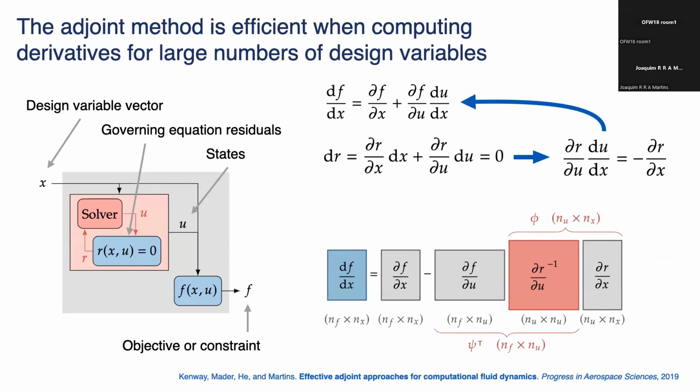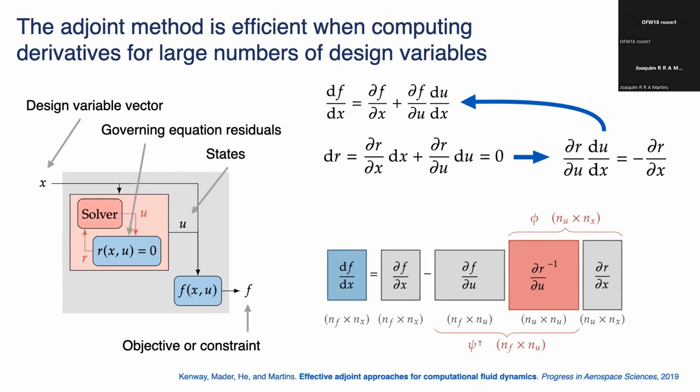Okay, quick introduction to the adjoint method. So we have our design variable vector x coming in, and this affects both the solver and the function you're computing directly. So we need these two paths. So we have two terms there for the total derivative of f with respect to x. The first indicates the direct path from x to f, and the second one, the indirect path that goes through the solver.